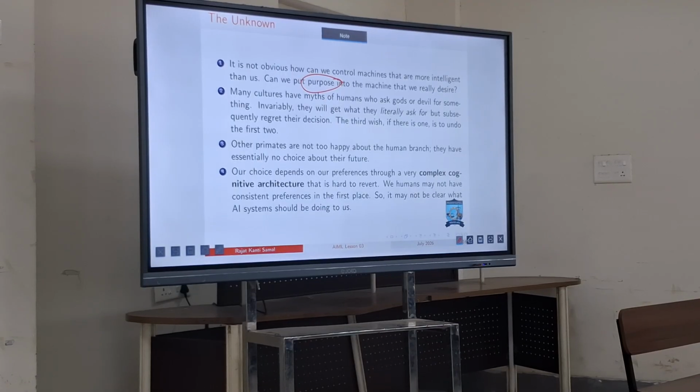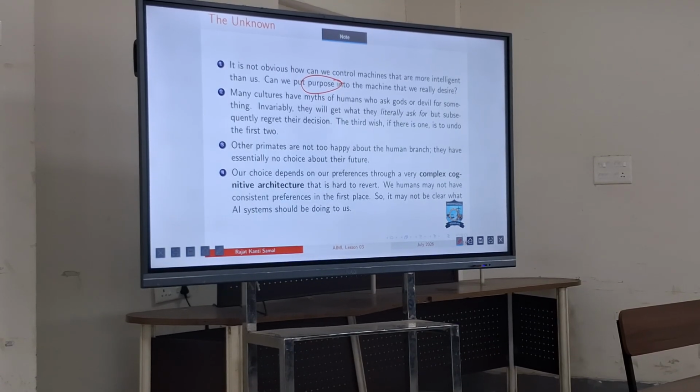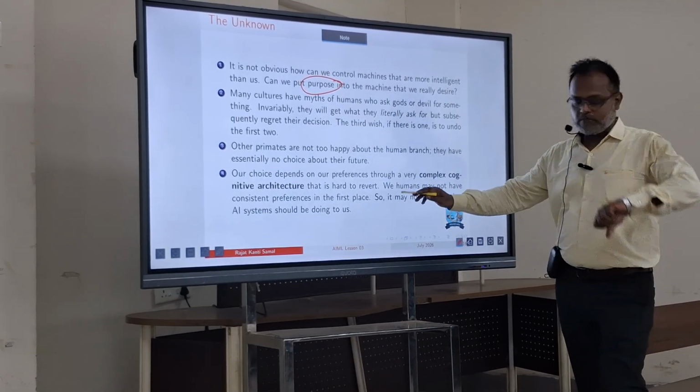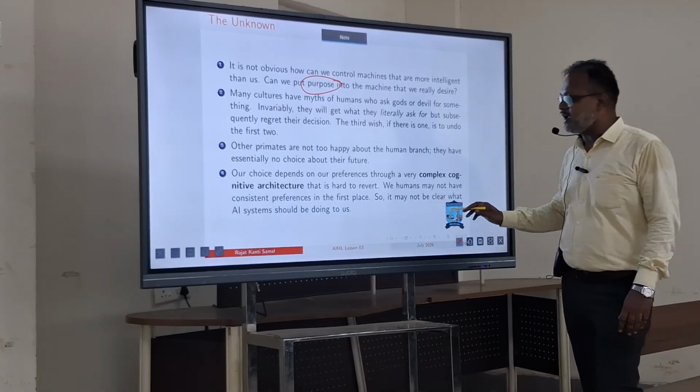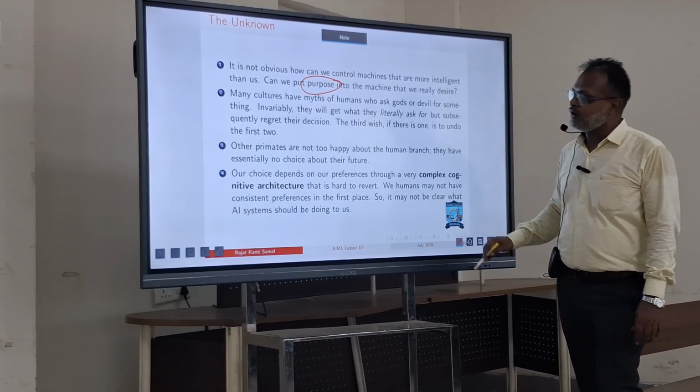Because our choices are not consistent. Okay, so we humans may not have consistent preferences first, so it may not be clear what AI systems should be doing to us.